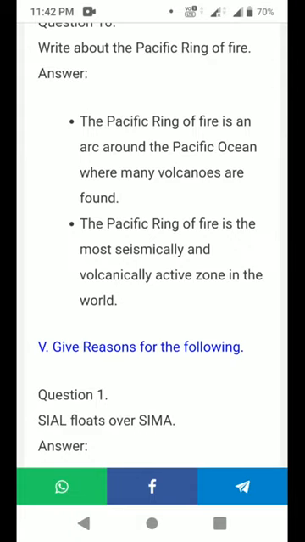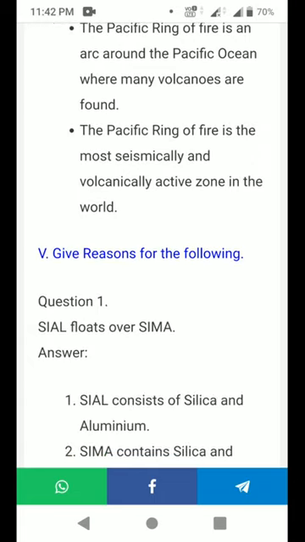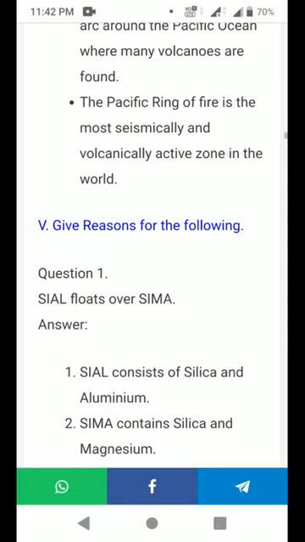Next, the last, 10th question. Write about the Pacific Ring of Fire. Here 2 points are there. First point, the Pacific Ring of Fire is an arc around the Pacific Ocean where many volcanoes are found. The Pacific Ring of Fire is the most seismically and volcanically active zone in the world.